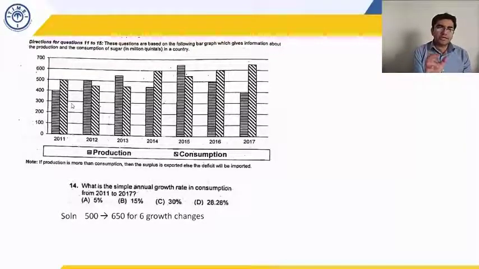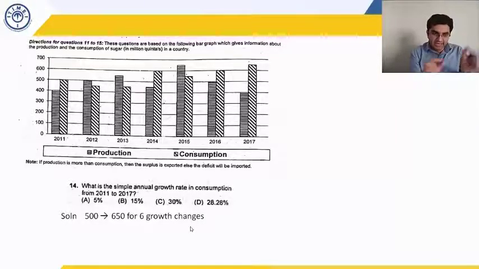And growth rate is measured from year to year. See, there is no growth in a particular year. The growth is between particular years. So which are your intervals? Which are the 6 growth changes? Are you understanding what I am saying? Growth is not in a particular year. It is in the intervals.